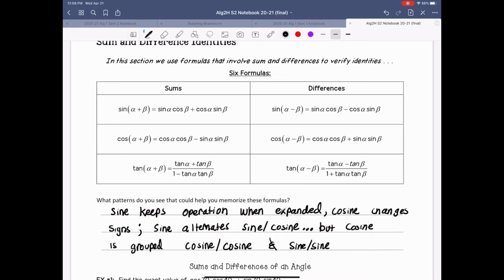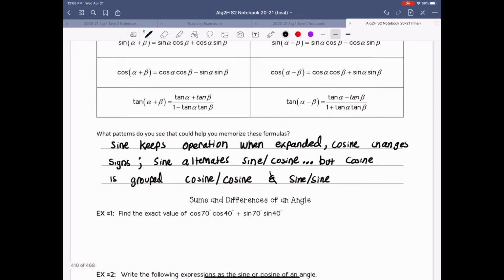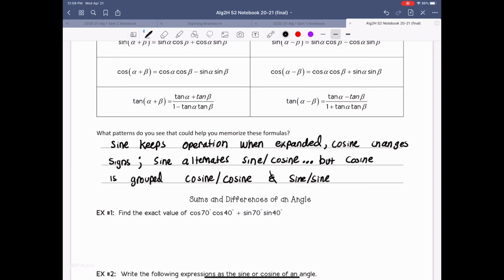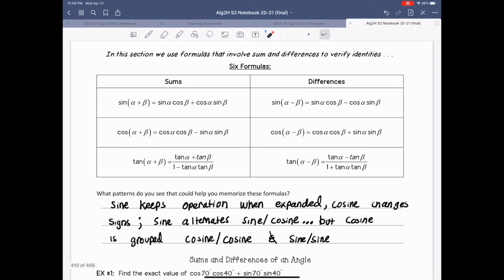All right, so let's go ahead and move down, and we are going to apply the 6 formulas that I just taught you. Example number 1, find the exact value of the cosine of 70 degrees times the cosine of 40 degrees plus the sine of 70 degrees times the sine of 40 degrees. The first thing we should probably do here is figure out which formula this setup corresponds to. We have cosine cosine plus sine sine. And looking up above here, the only formula that has cosine cosine plus sine sine is this one right here, the cosine of alpha minus beta.